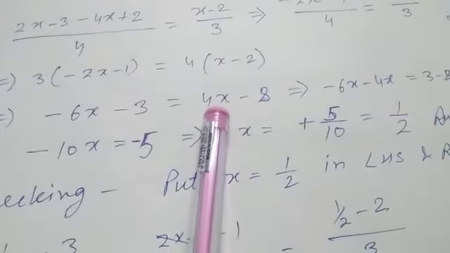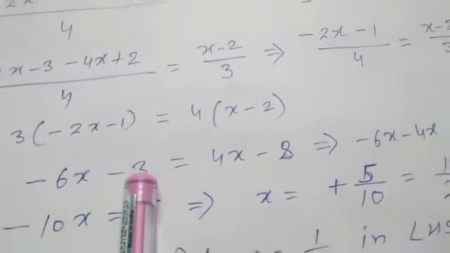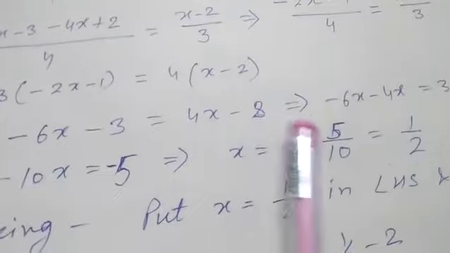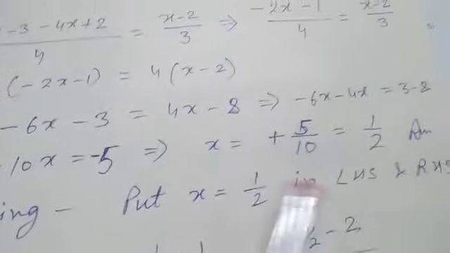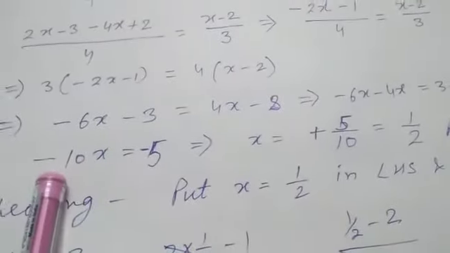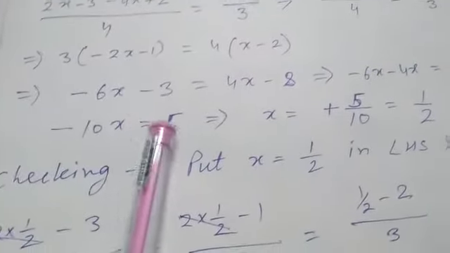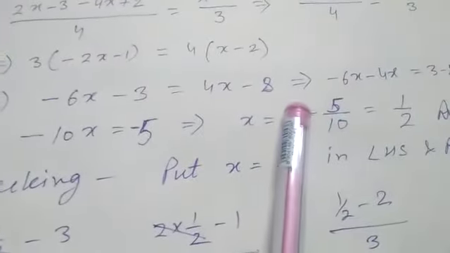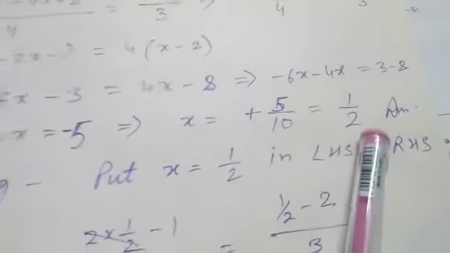Now take this 4x this side. So it will be minus 6x minus 4x, and this minus 3 transpose towards the right hand side. So minus 6x minus 4x is equal to, this 3 will be positive, 3 minus 8. What will you get? Minus 10x, and 3 minus 8 is minus 5. So minus to minus cancel, now it is plus. So x will be plus 5 by 10. No need to put this plus sign, you just write x is equal to 5 by 10. That is 1 by 2, the answer.